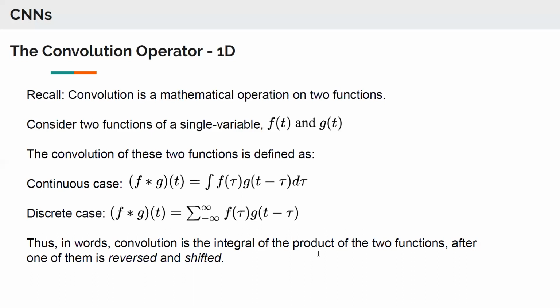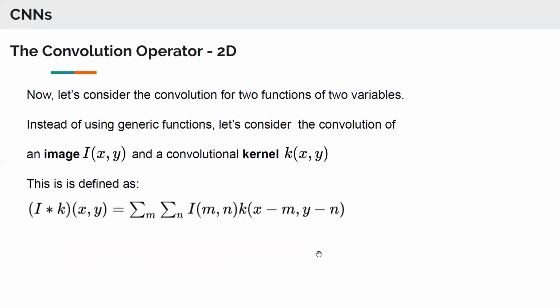Then if we try to extend this convolution definition to 2 dimensions, and this time let's consider, instead of generic functions f and g, an image I and a convolutional kernel k, both functions of x and y, so 2D.